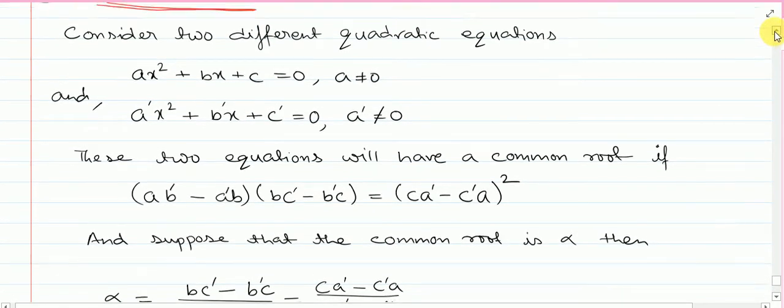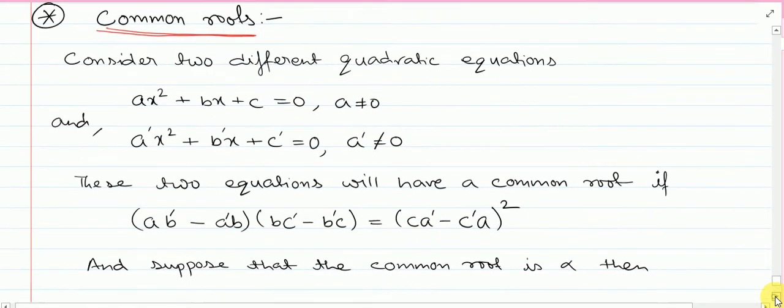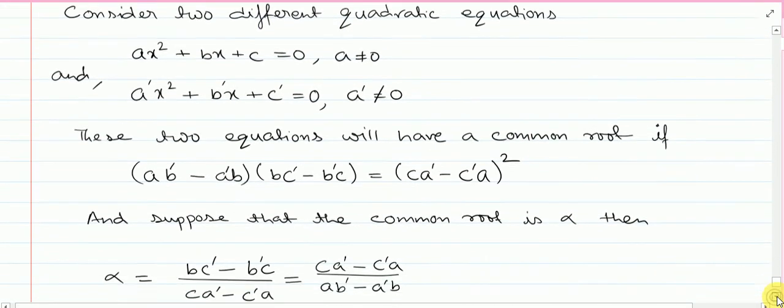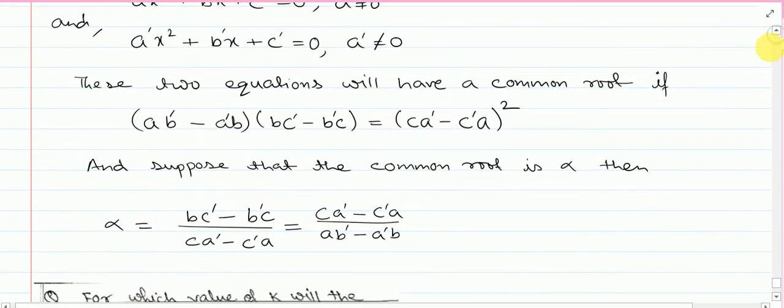For the common roots you will write down this, and now we will see a question. So let us see a question. Here we have one question.